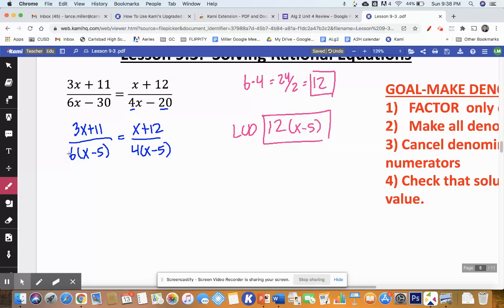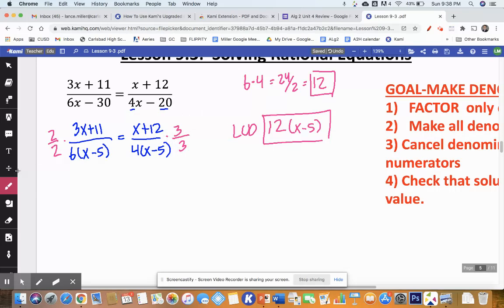On the left-hand side, we have 6 times x minus 5. I need it to be 12 times x minus 5, so what do I have to multiply by? That's right, 2 over 2, okay? Same on top, same on the bottom. On the right, I have 4 times x minus 5. I need it to be 12 times x minus 5. I need to multiply by 3 over 3.